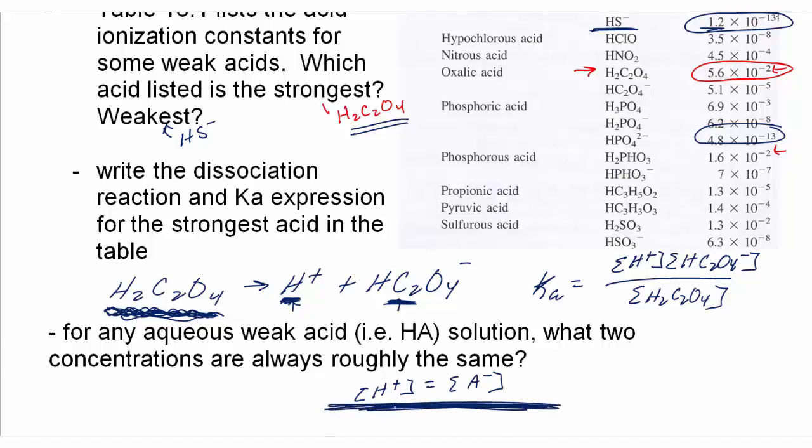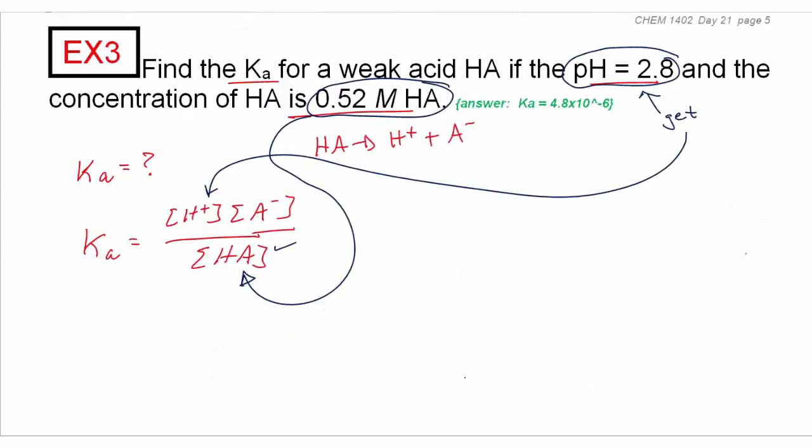They break up, they dissociate 1 to 1. For every hydrogen ion, you get one conjugate base molecule. So they are exactly the same. If you know pH, that number you're going to substitute in both places.